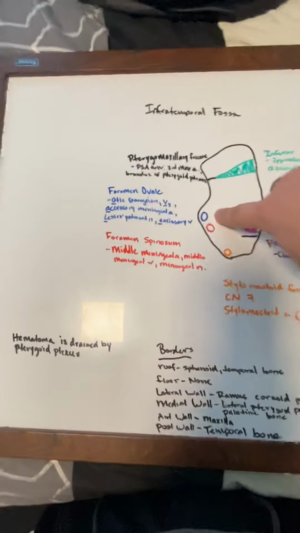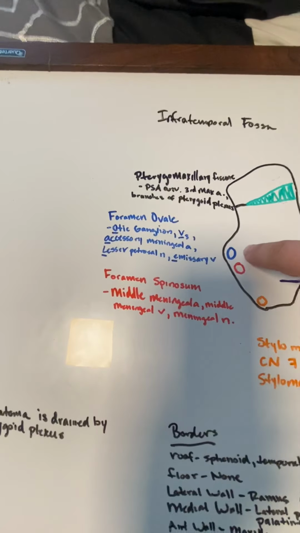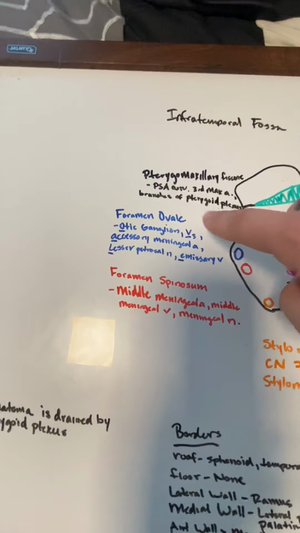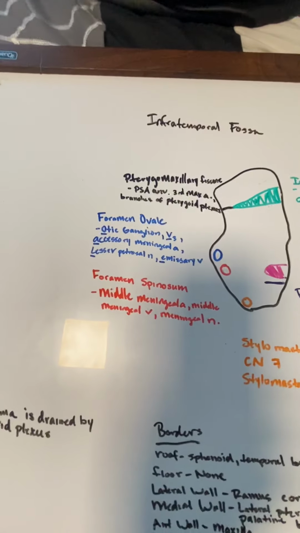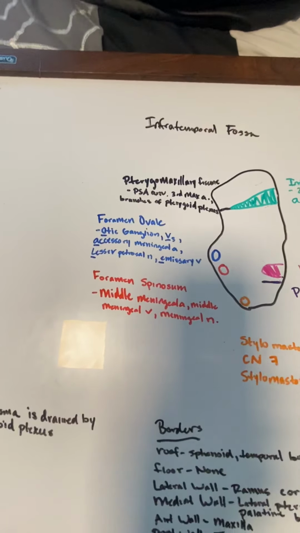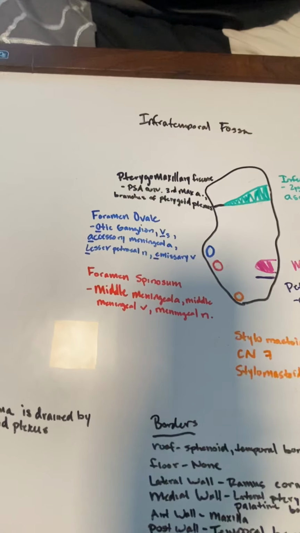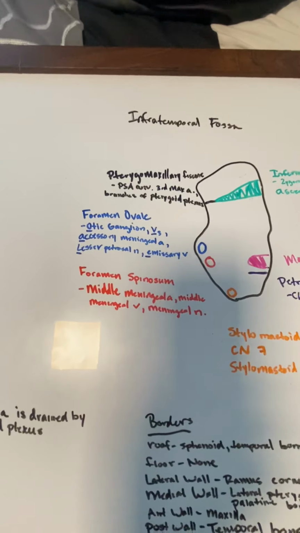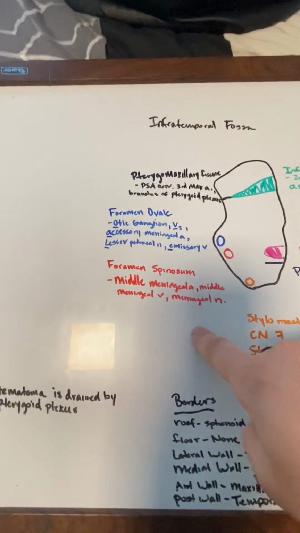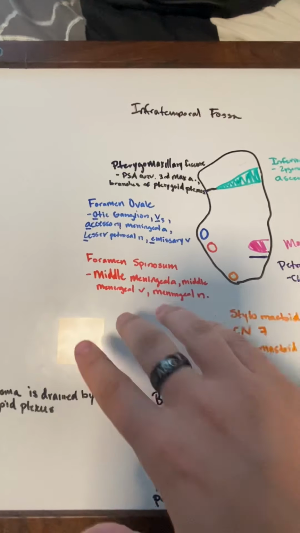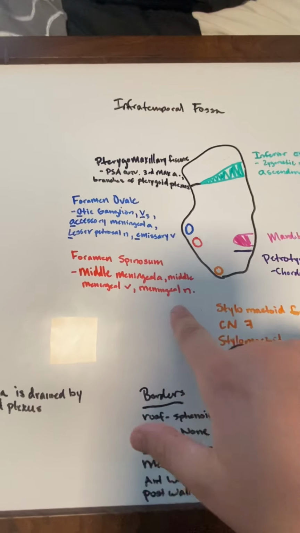We have foramen ovale. We already know that V3 goes through foramen ovale, but there's this little mnemonic, and it actually spells out OVALE. The otic ganglion is for the O, the V3 for the V, accessory meningeal artery for the A, the lesser petrosal for the L, and then the emissary for the E. So that's foramen ovale. Foramen spinosum is really meningeal, so middle meningeal artery, middle meningeal vein, and the meningeal nerve.